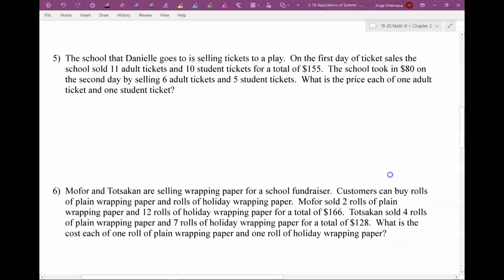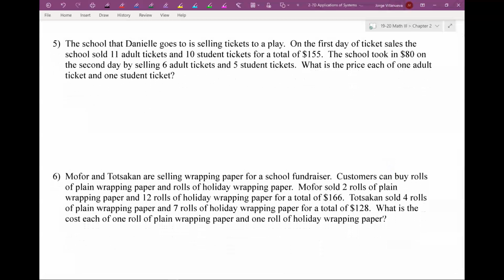So let's read up on question 5. It says, the school that Danielle goes to is selling tickets to a play. Well, who cares? That doesn't do anything for me. There's no numbers, right? That's just noise. It says on the first day of ticket sales, the school sold 11 adult tickets and 10 student tickets for the total of $155. That has a lot of numerical information, so that's important.